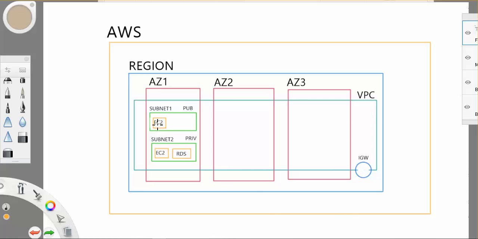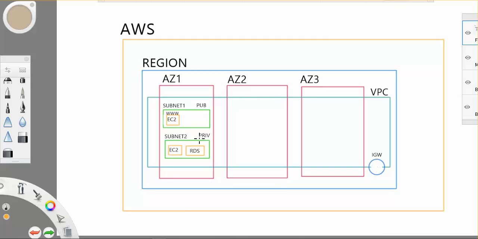Okay, so in this case I have drawn an EC2 instance in the public subnet number 1, and I have drawn an EC2 instance in the private subnet. Also, I'm drawing a relational database server here. Usually you do not want relational database servers to be accessible directly from the internet. That's why you put them in a private subnet. In this case, this EC2 instance here could easily be something like a web server.